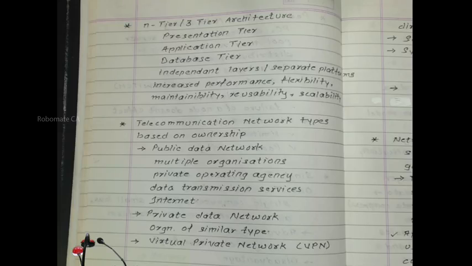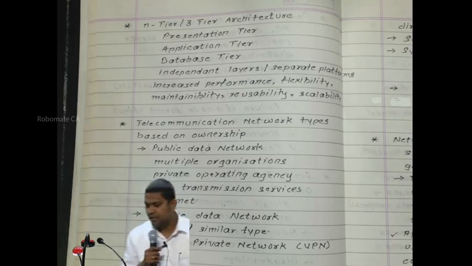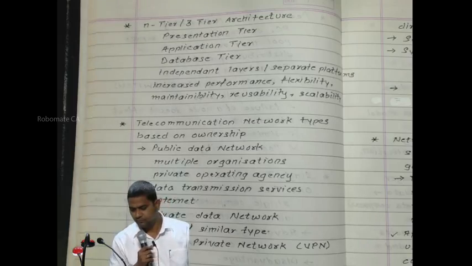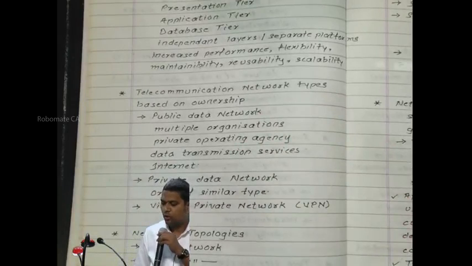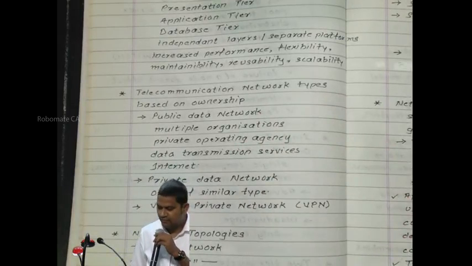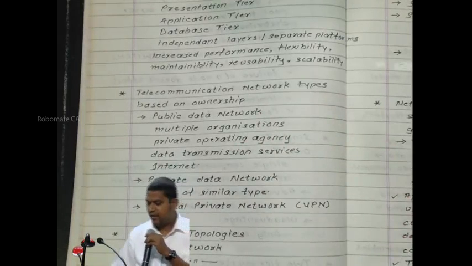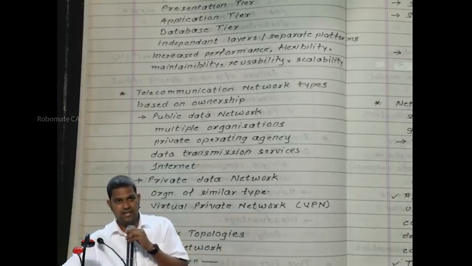For us it seems as what? Private. So it is virtually private. But if you see its full capabilities, it is not a private network. Such a type of network is called a virtual private network. Understanding? Getting it? Okay. So that was nothing but telecommunication network based on ownership: public data network, private data network, and virtual private network.